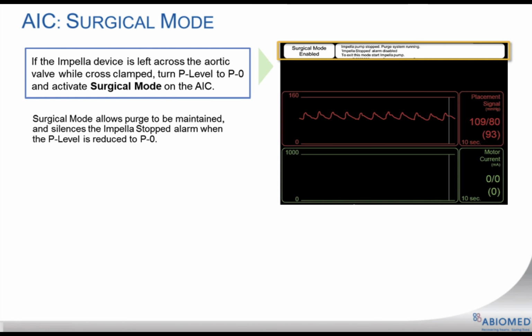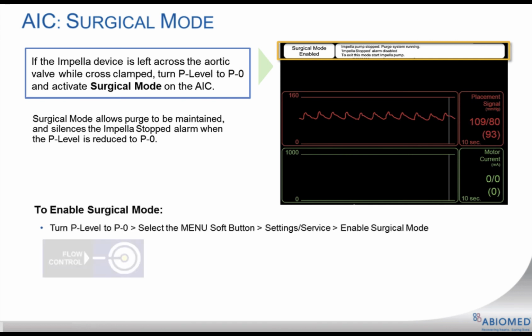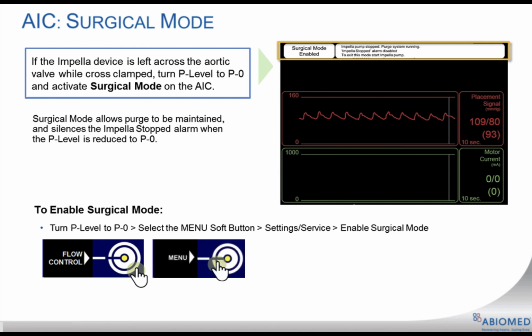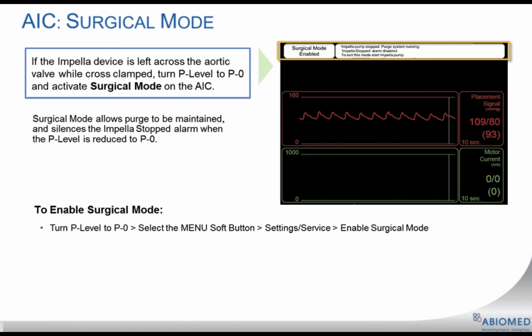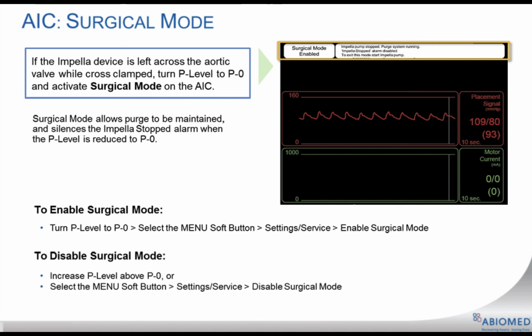This is achieved by activating surgical mode on the AIC. Surgical mode is used to silence the Impella stopped alarm when the P level is reduced to P0. To enable surgical mode, set the P level to P0. Select the Menu soft button, then Settings Service, then Enable surgical mode. To disable surgical mode, increase P level above P0, or select the Menu soft button, then Settings Service, then Disable surgical mode.